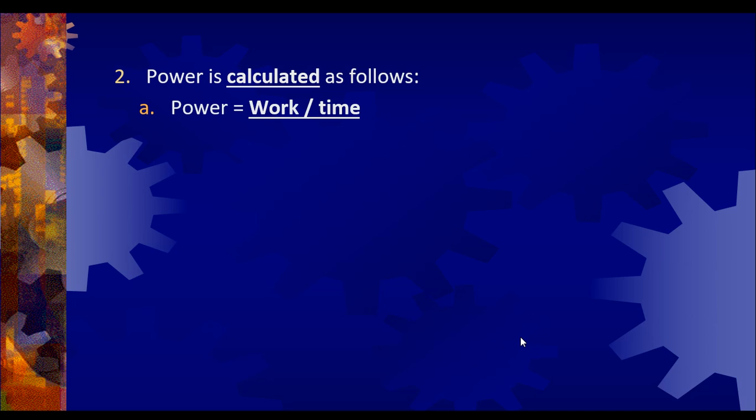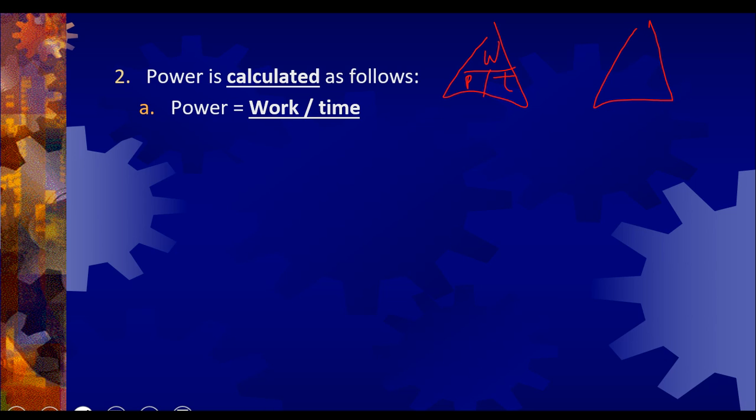So here's how we're going to calculate this. Power is work over time. And I'm going to pull this up. If you like using triangles, the triangle is going to be like this. Work is going to be at the top, and power and time are at the bottom. So power is work over time.